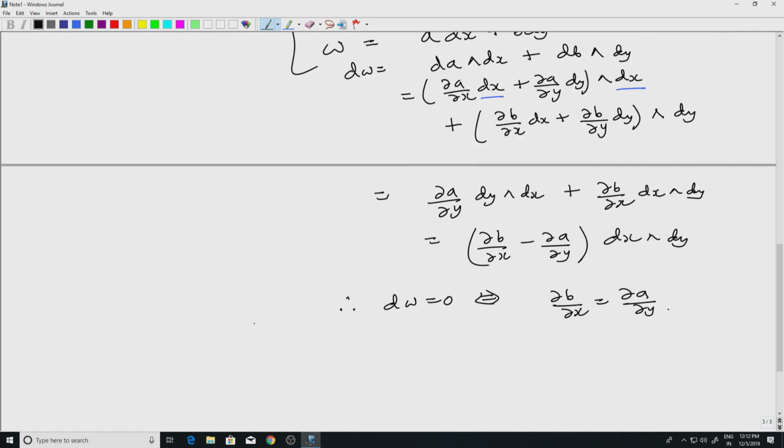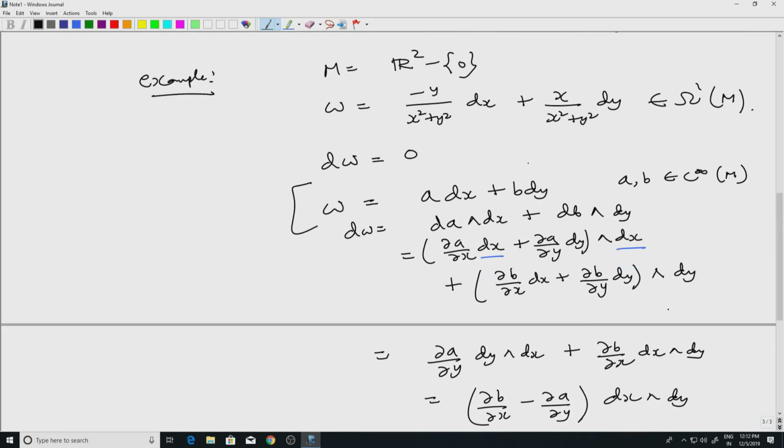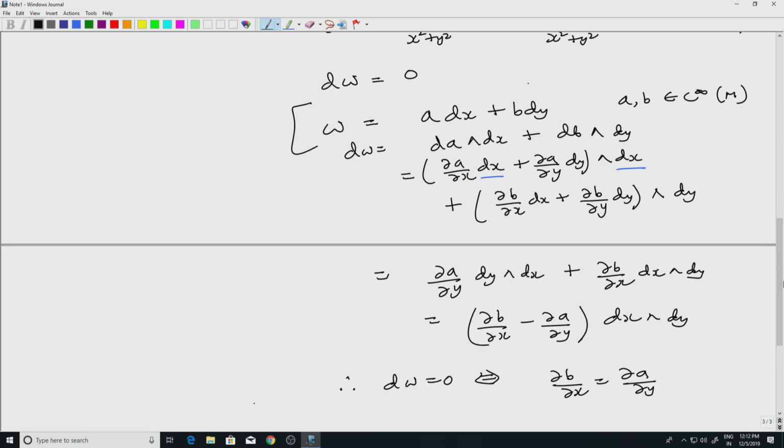So going back to this example that we have here, all I have to do is compute the partial derivative of this with respect to x and this with respect to y, and check that they are equal.